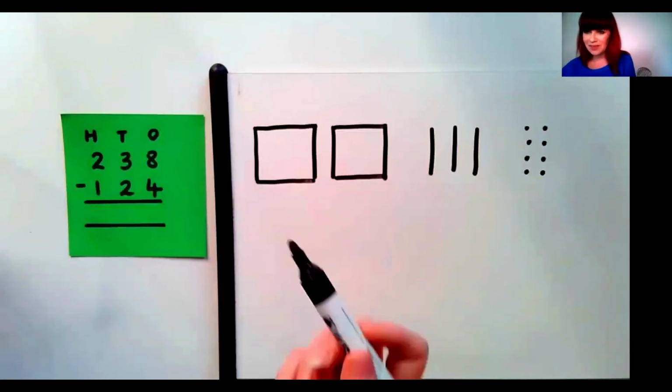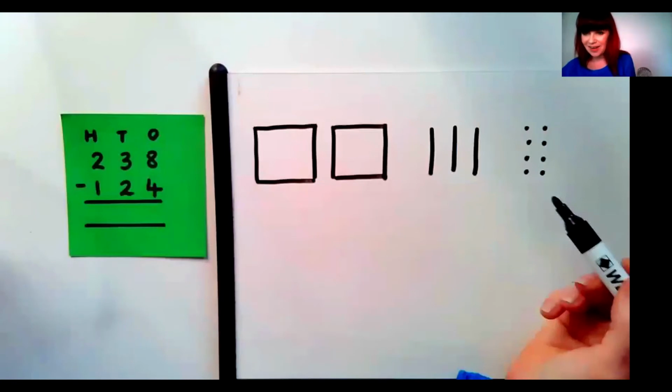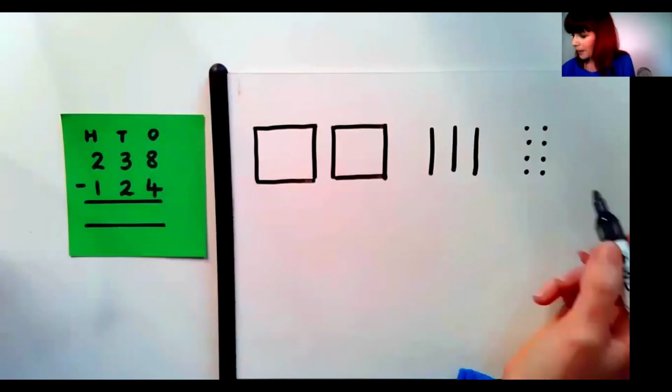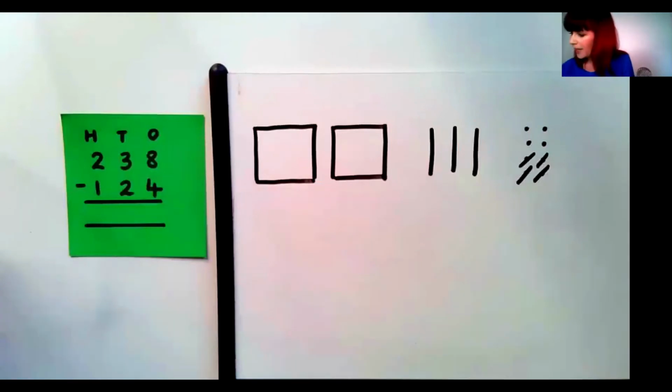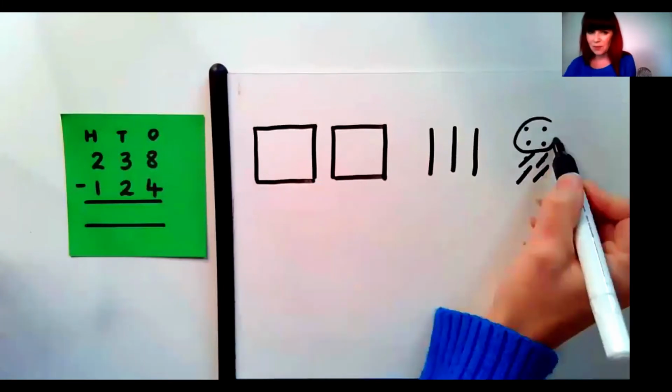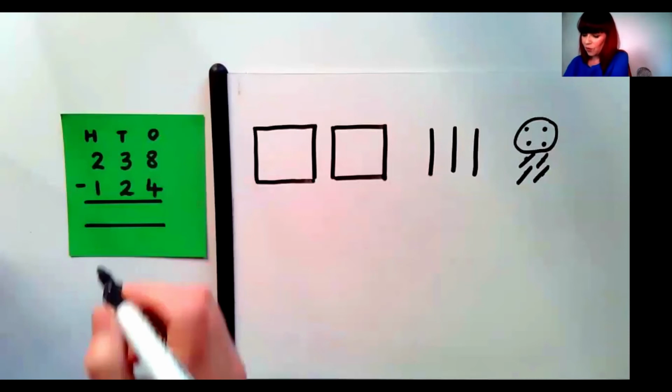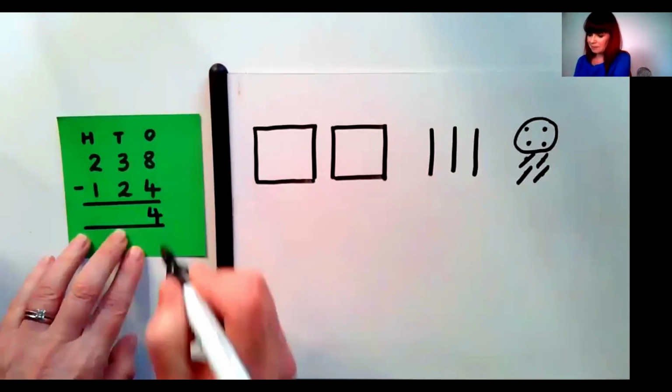So I go to my ones column. I've got 8 ones and I need to subtract 4 ones. And for the books, this is how we show it. And we might even circle the ones we have remaining. We have 4 ones remaining.